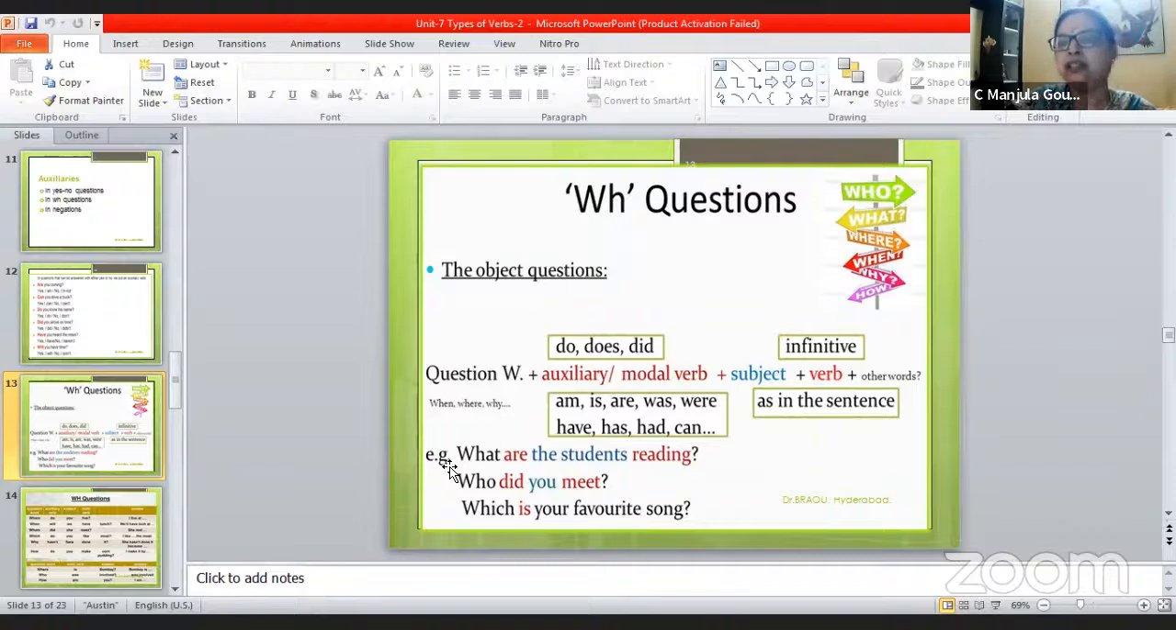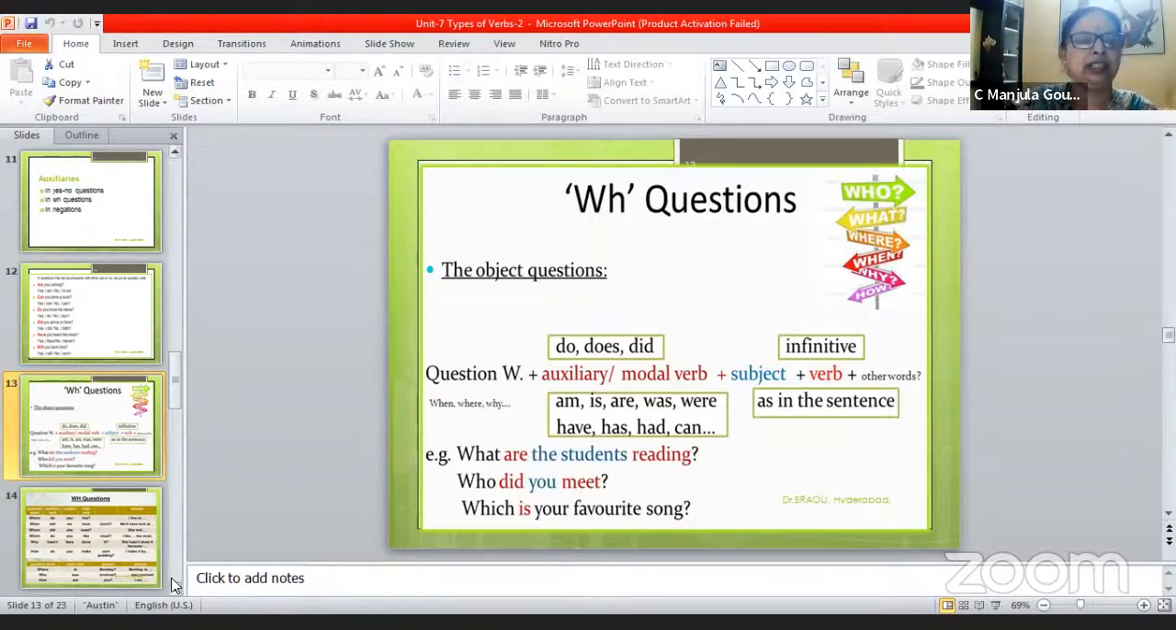Now let us look at the sentence here. What are the students reading? What are they reading? is a question. When you answer, you will say, they are reading whatever it is. So here, what is the questioning word? What. Are is the auxiliary word. The students are the subject here. Reading is the main verb in this sentence. I hope this sentence will help you understand it better.